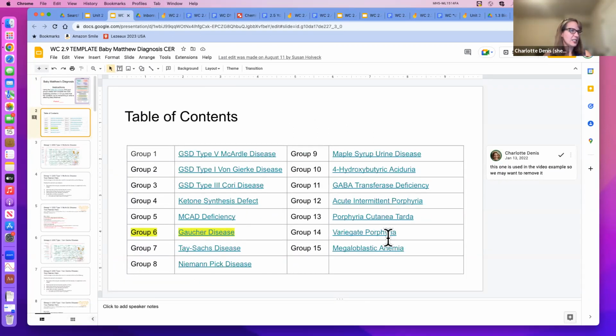So there are 15 different ones, and student pairs work together to figure out what causes this condition, what enzyme is involved, whether it's a problem that's related to a buildup of a toxin or not enough of some kind of necessary molecule, which one of those scenarios causes the condition to occur.